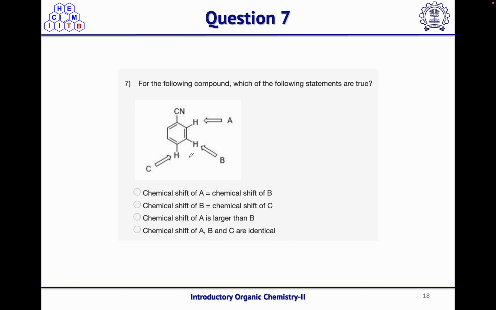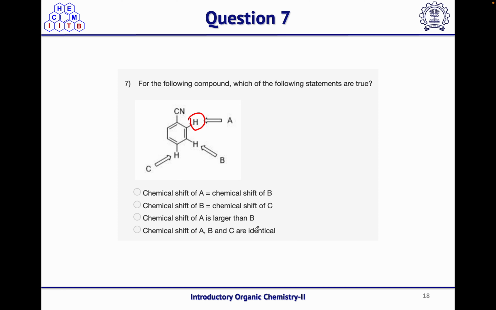So what are the statements given? They have given like chemical shift of A equal to chemical shift of B, chemical shift of this proton A equal to chemical shift of this proton B, chemical shift of B equal to chemical shift of C. Then they have given chemical shift of A is larger than B. Then chemical shift of A, B and C are identical.